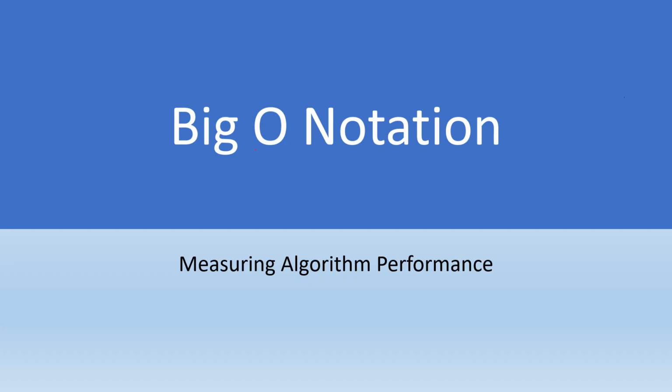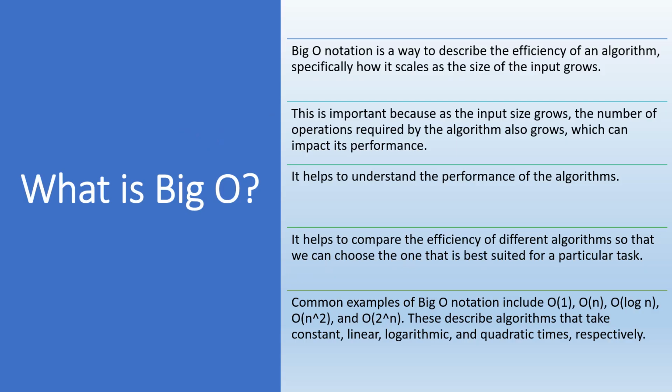Today we are going to talk about the big O notation, what it is, what the different types of big O notation are, and how it is useful in software programming. So big O notation is the way to describe the efficiency of your algorithm, specifically how your logic will perform as the size of the input grows.